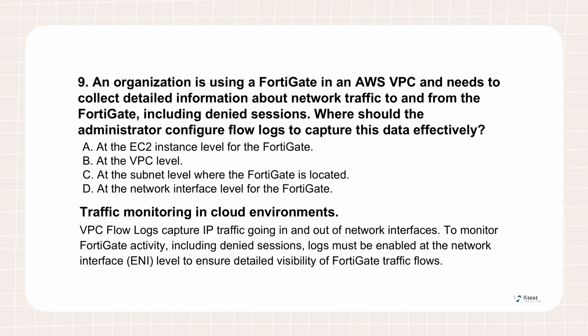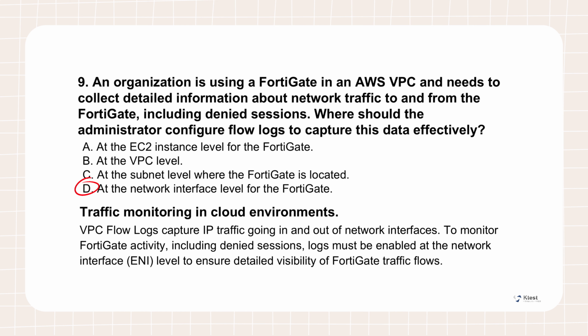Visibility is crucial, you're right. In AWS, for instance, flow logs are key. But the devil's in the details. If you want really detailed traffic info for your FortiGate, specifically including traffic it denied, just enabling VPC flow logs at the top level isn't quite enough. Why not? It gives you a broad picture, but for the specifics of what hit the FortiGate and what decision it made, you need to enable flow logs right on the FortiGate's network interface. That's the Elastic Network Interface, or ENI in AWS terms.